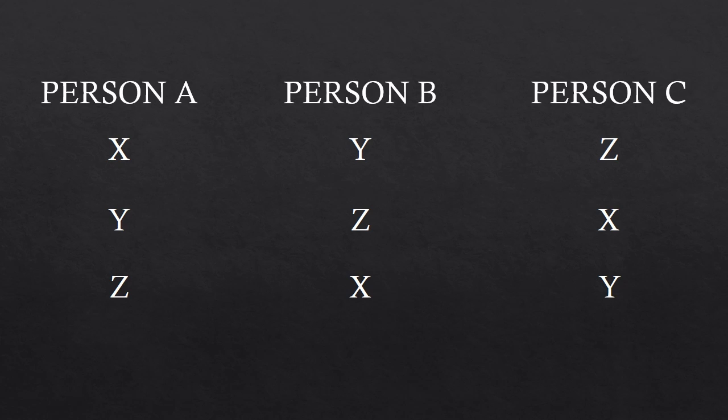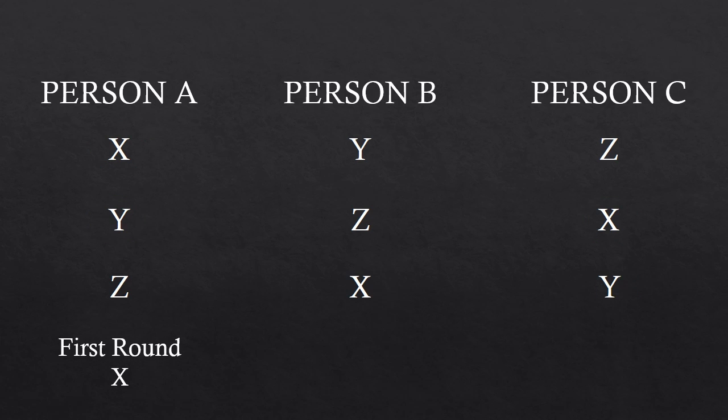Suppose this competition has 3 rounds. The first round will be allocation X competing with allocation Y. As we can see, person A and person C prefer X over Y, while the only person who likes Y over X is person B. So, the first round goes to X.